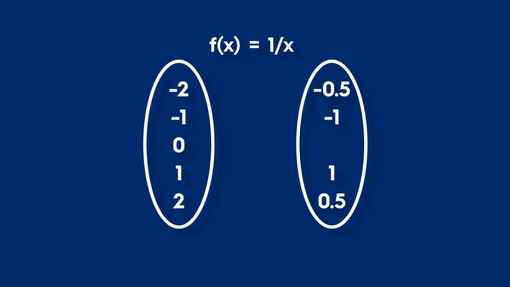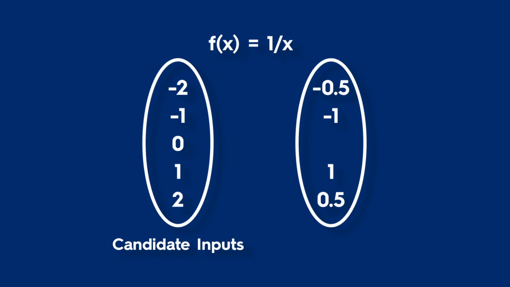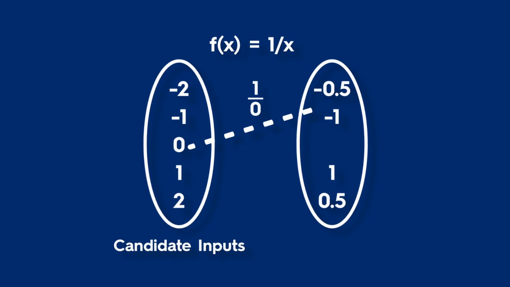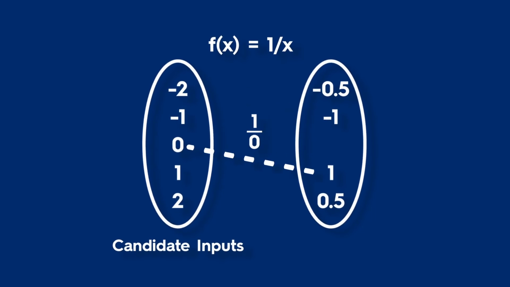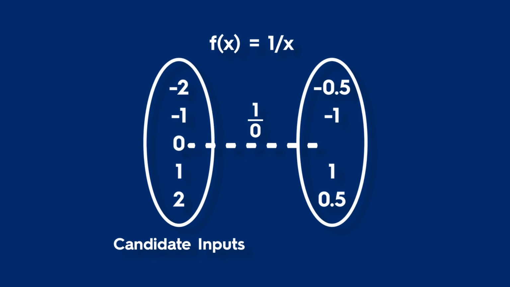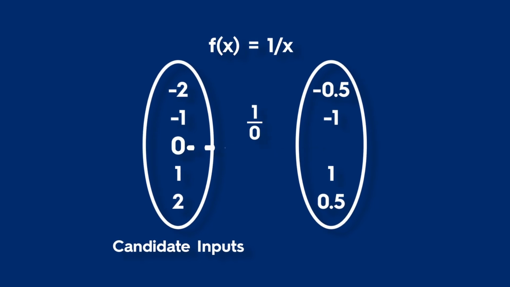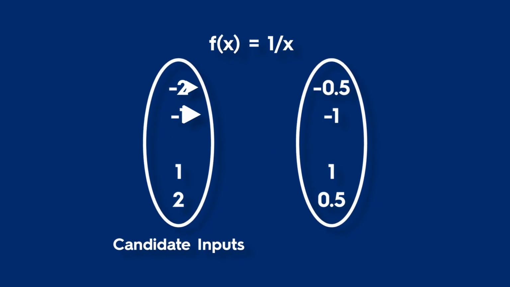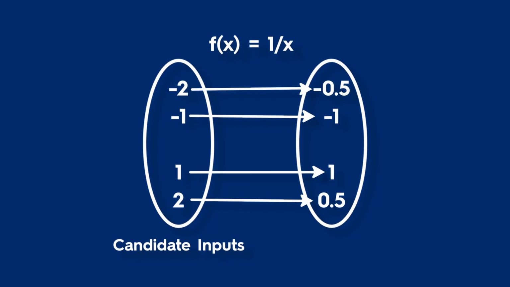Think in sets. The left set is your candidate inputs. If an input isn't allowed, for example, if it makes you divide by 0 or take the square root of a negative, it's excluded from the domain. The outputs reached by arrows form the range.